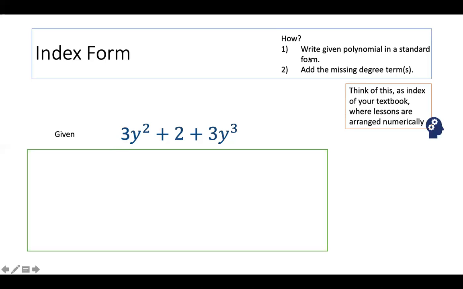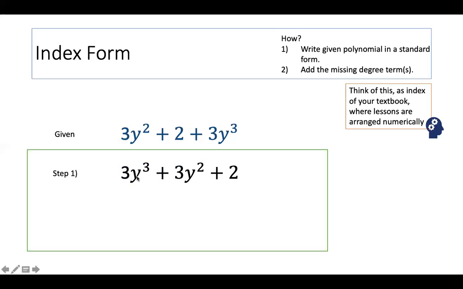How steps are written over here. Write these steps in your notebook if you want. So how do we write the given polynomial in standard form? Standard form is easy. You find out the highest degree and write the terms in descending order. Okay, so this is a standard form.